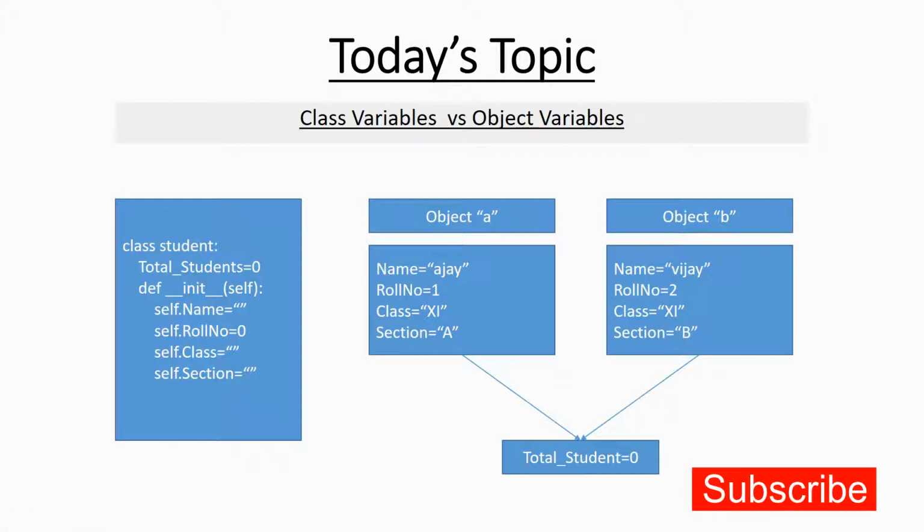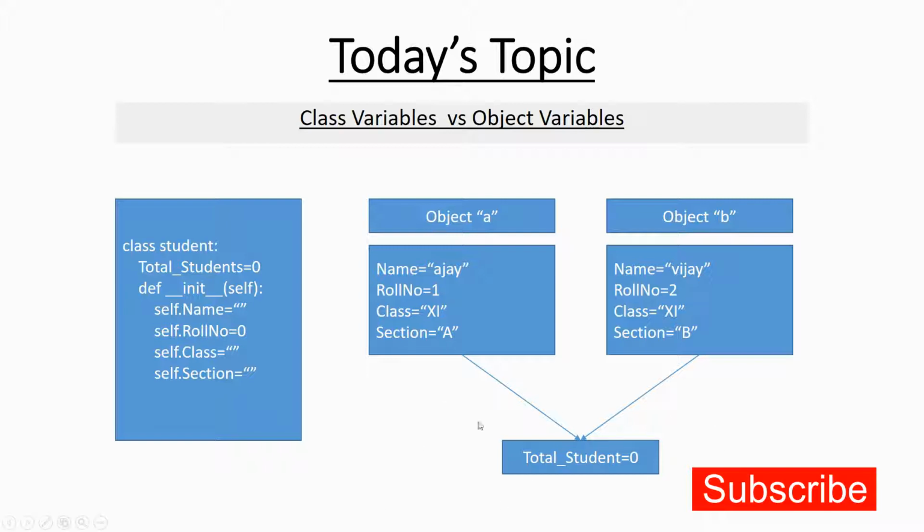But there is a big difference. Since object variables have their own set of copies, for example, if I create two objects, object A and object B, the A object will have its own set of variables, name, roll number, class and section, and its own data. Similarly, object B will also have its own set of variables and its own data, right? But the class variable doesn't have copies, it has only one copy, since it is a class variable and not an object variable.